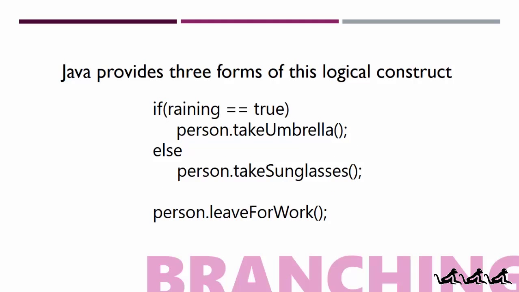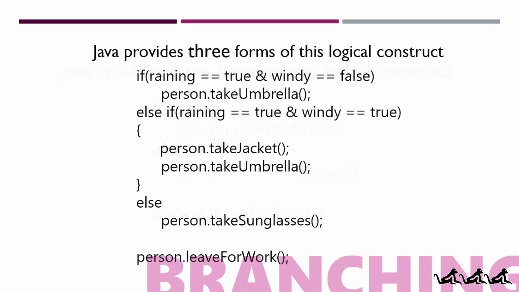When we want to control what happens in our program, whether the expression is evaluated to true or false, we add the else clause to it. So we have our first line just as we had previously. If raining equals true, then the take umbrella method is called. Else, or otherwise, if raining is false, then the take sunglasses method is called. In either case, whether it's true or false, again, leave for work will always be processed.